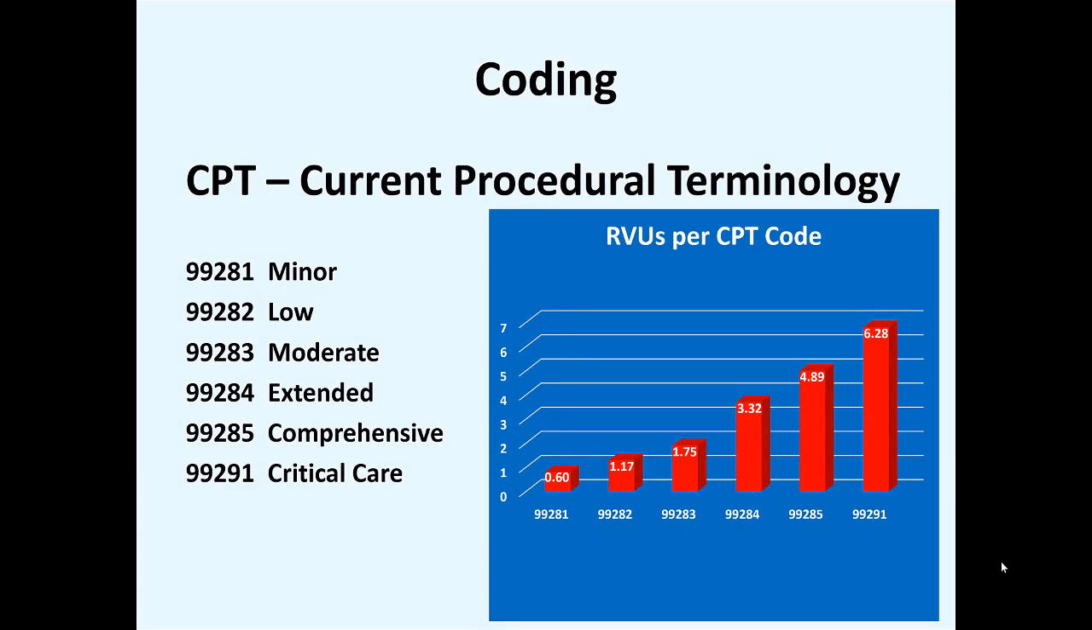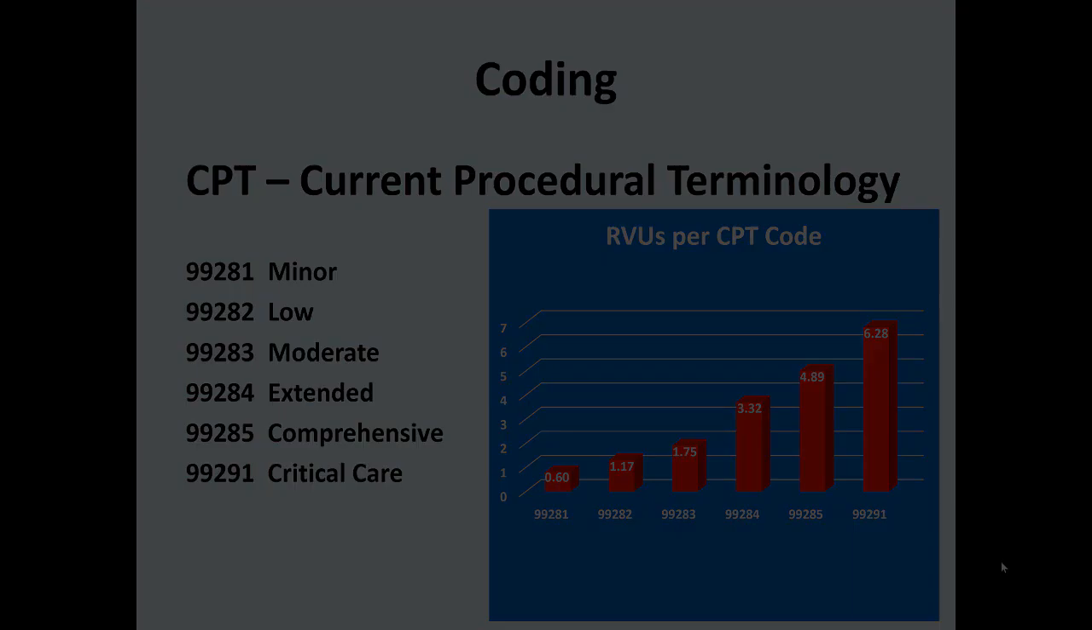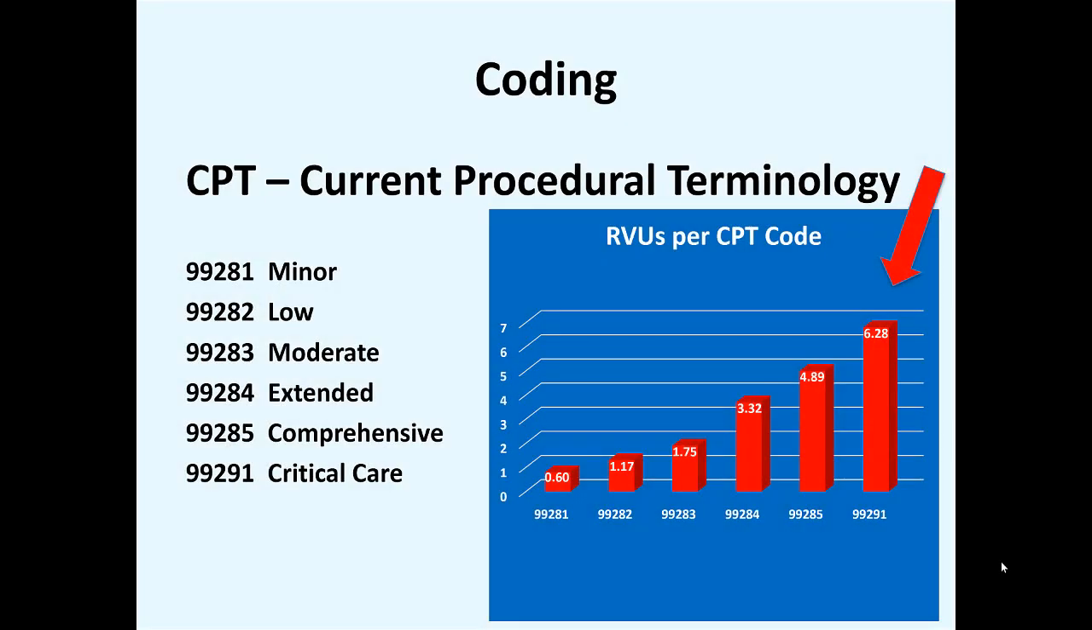Here you can see that a 99291 critical care CPT code has a value of 6.28 relative value units, or RVUs. And with each RVU worth about $36 for a Medicare patient, 6.28 relative value units translates to about $226. Privately insured patients will pay higher, assuming that you document correctly, of course.